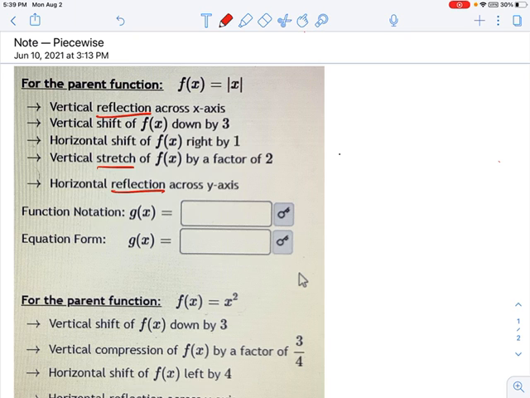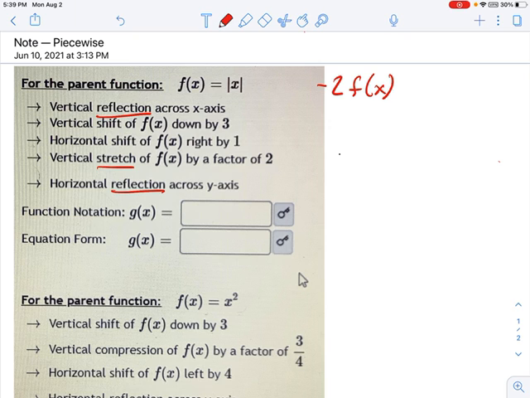So I'm going to write over here. I don't have enough room in this box over here. So I'm going to start out with my equation, f of x. And I'm going to say, okay, I've got a vertical reflection. That's a negative. And what else is going on? Oh, it's a vertical stretch by a factor of 2. Well, that's going to be a negative 2 now. So negative 2 times f of x.